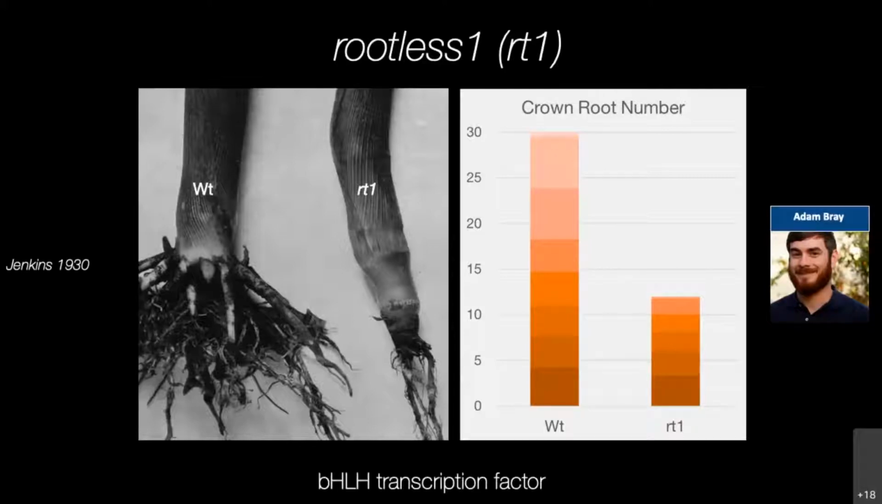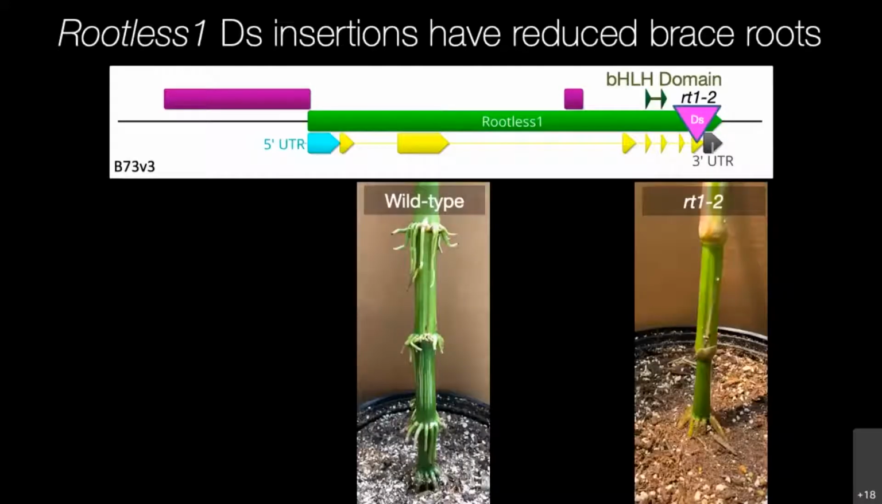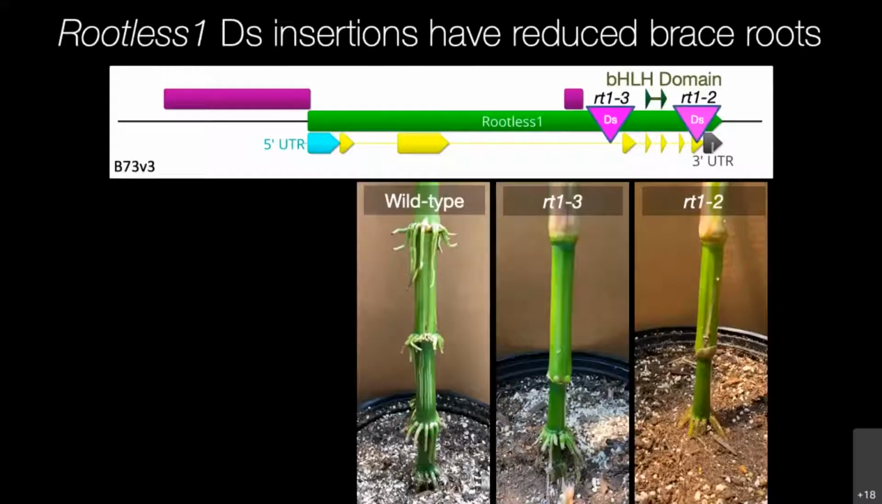Adam has identified the gene. It turns out to be a bHLH transcription factor. Not going to talk too much more about that. We have molecular analyses and things like this going on, but more about what it can do to quantitative variation for nodal roots, which is one of the main axes of variation of a root system. And so we've identified a couple of Ds insertions, one here at the end and one here, and you can see they have defects in nodal roots, so we're pretty confident this is the right gene.